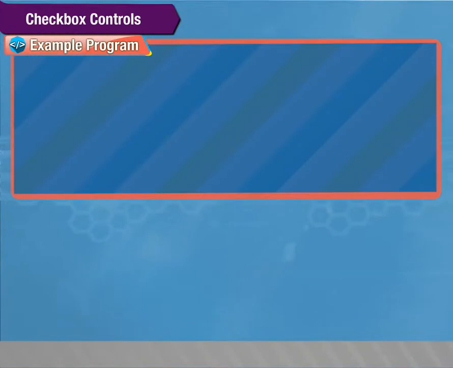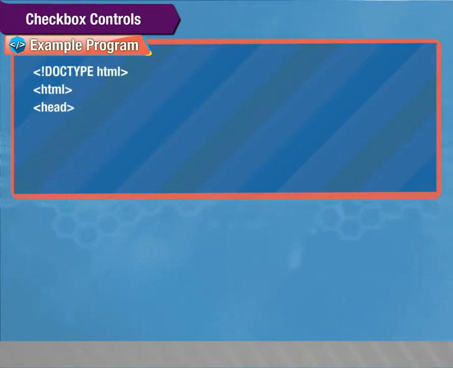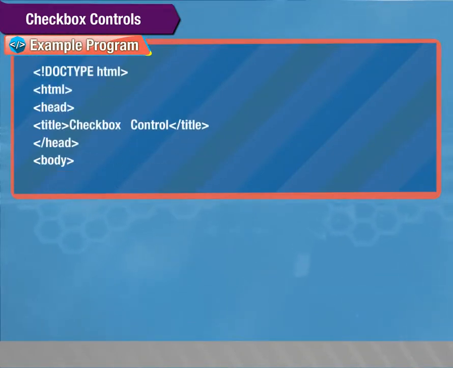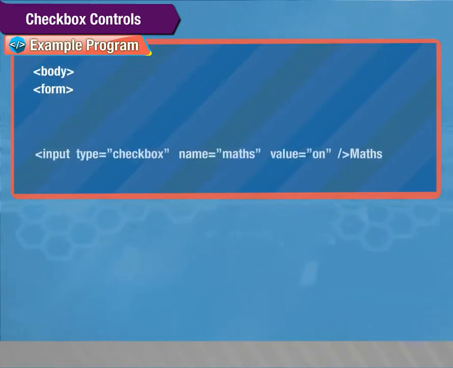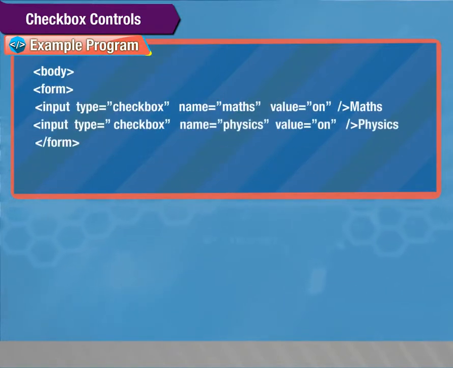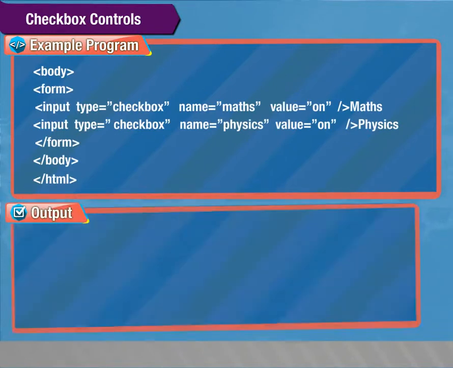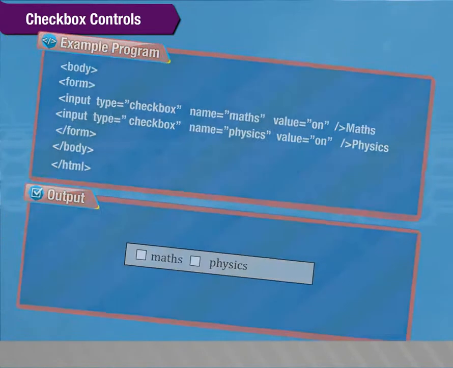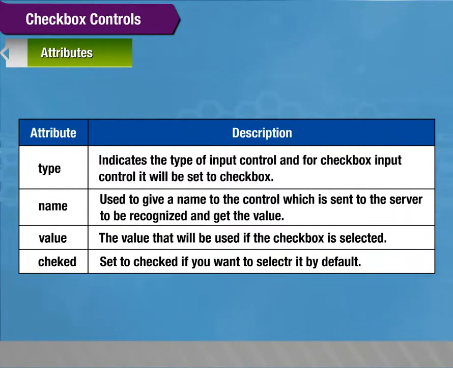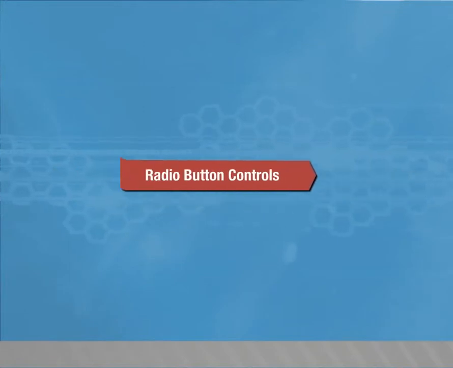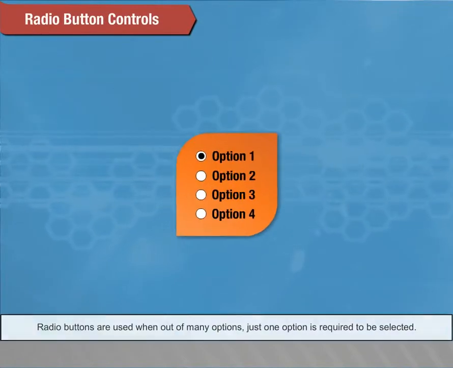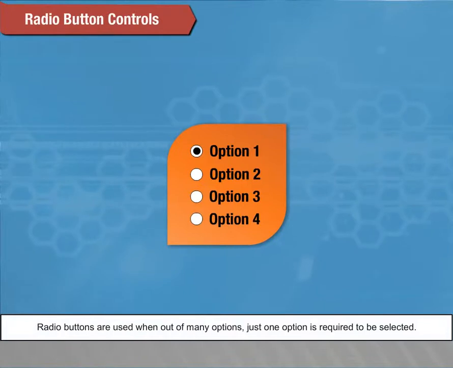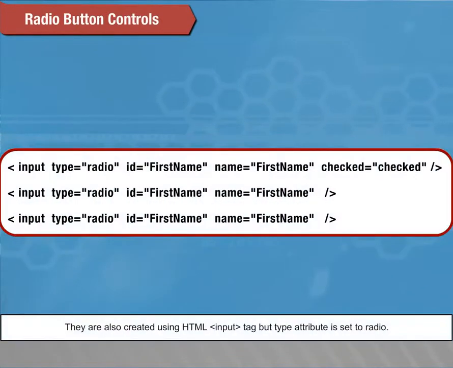Now we can see the example program of checkbox controls. The output of this program is shown in screen. Attributes. Radio button controls. Radio buttons are used when out of many options, just one option is required to be selected. They are also created using HTML input tag, but type attribute is set to radio.